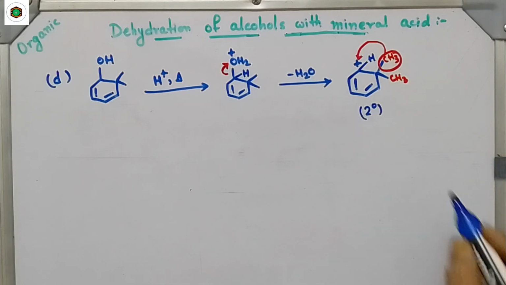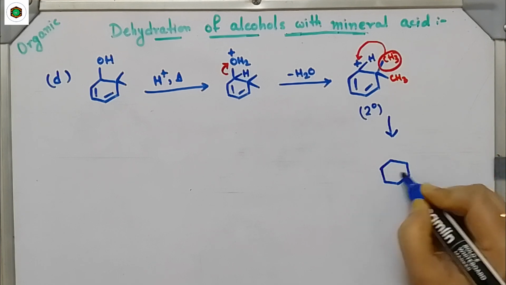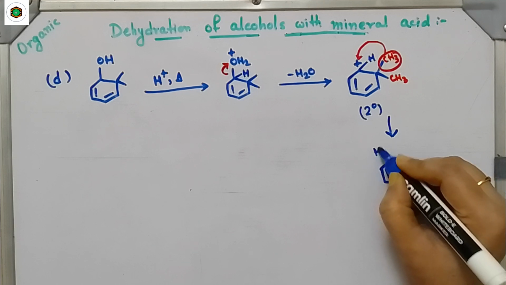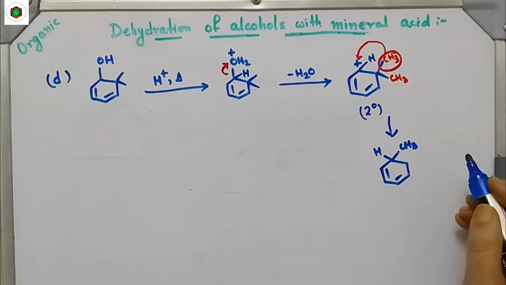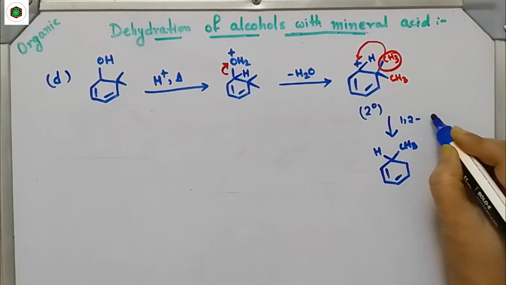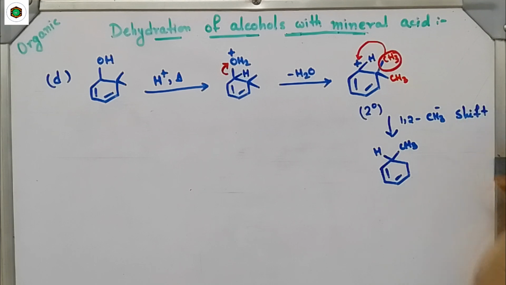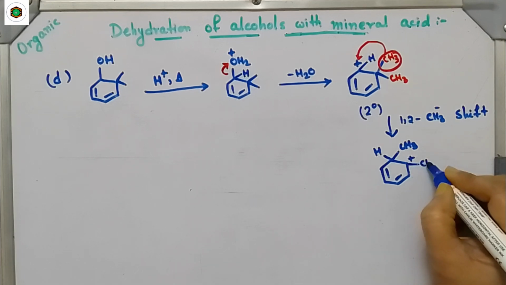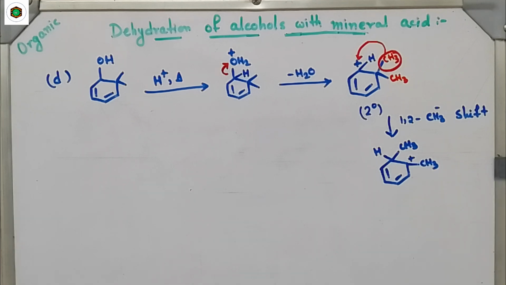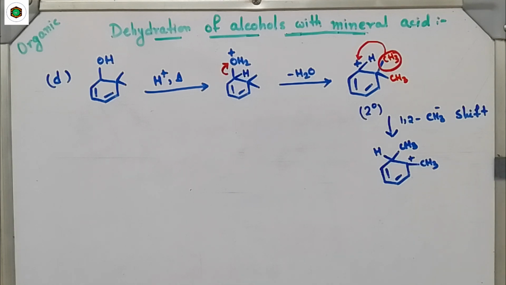So what product will you get? If it migrates, here one hydrogen, here CH3, from where the migration of the group will take place, 1, 2, CH3 minus shift is taking place. So due to carbocation rearrangement, what are you getting here? Plus. From where the hydride or CH3 minus will migrate, at that carbon just write a positive charge.